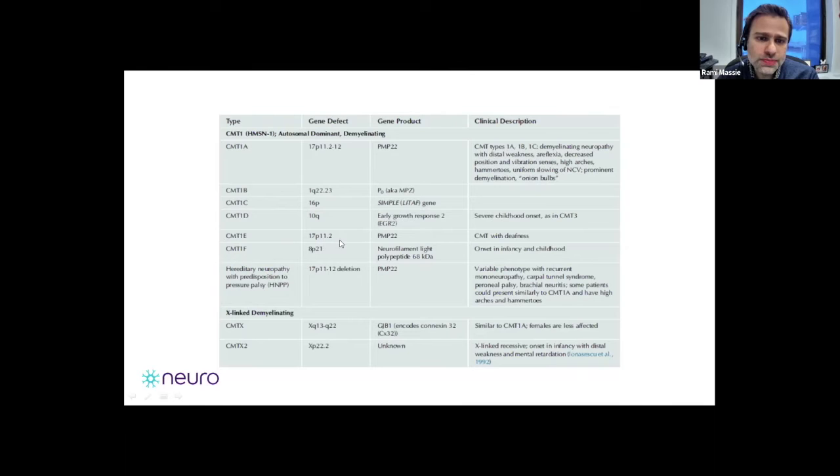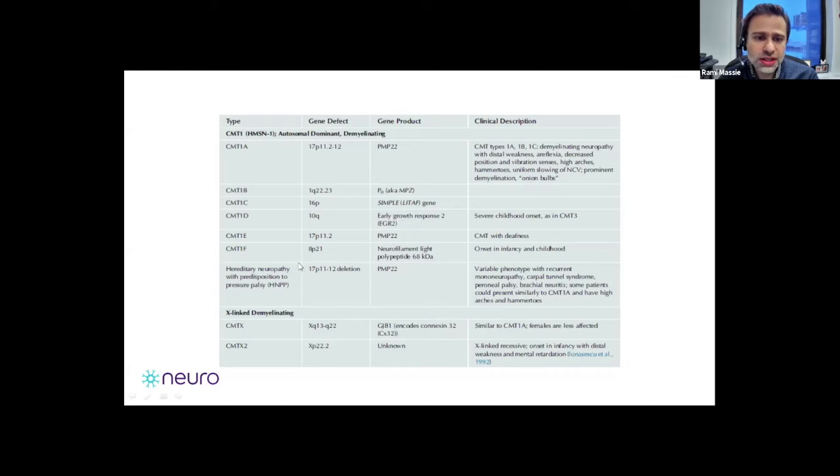CMT1E is basically a point mutation in the PMP22 gene rather than a duplication. I have one patient with that, and interestingly, they don't have deafness, but they have an overlap between typical CMT1A phenotype and more of an HNPP phenotype. HNPP is an unusual inherited neuropathy that presents with focal, recurrent episodes of focal neuropathies and pressure palsies, basically, but they also have a length-dependent sensory predominant polyneuropathy, and that's due to PMP22 large deletion.